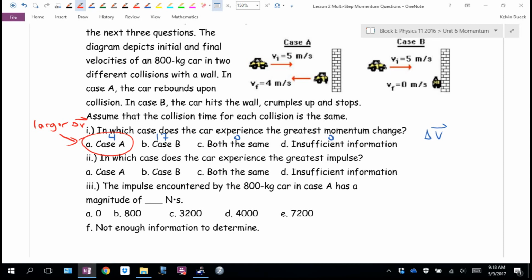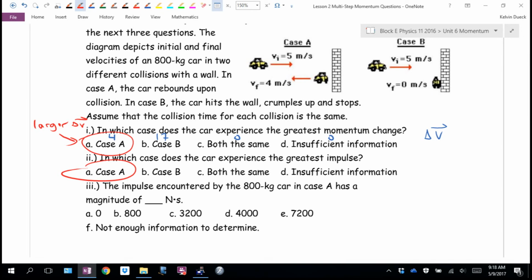Question 2, which car experiences the greatest impulse? Kieran. I think you said it. It's all right. Harshpreet. A, because impulse and change in momentum is the same thing, right?